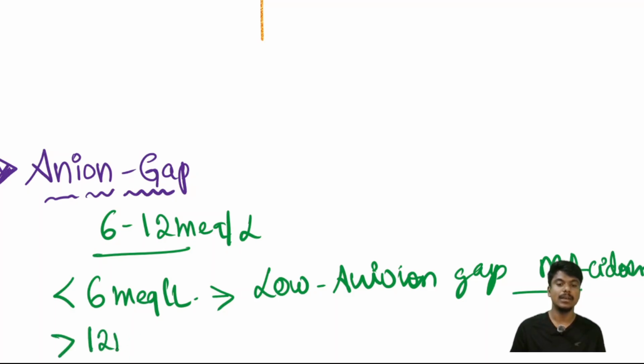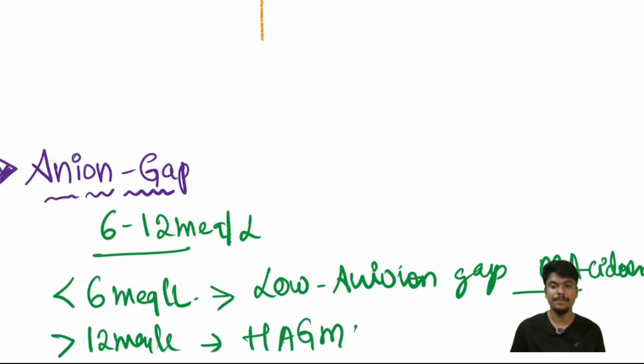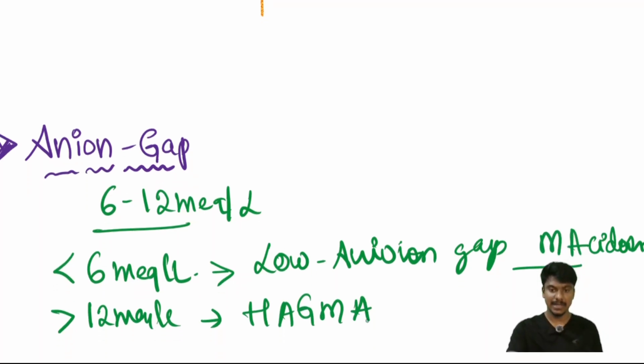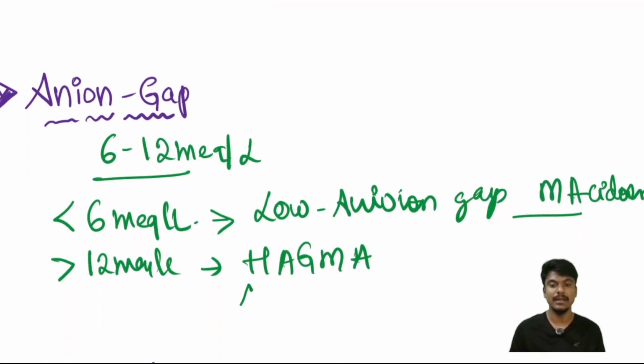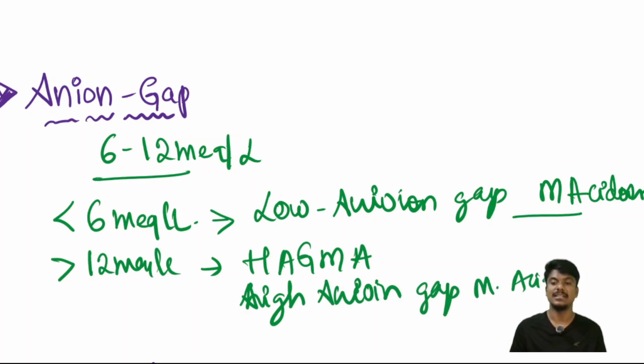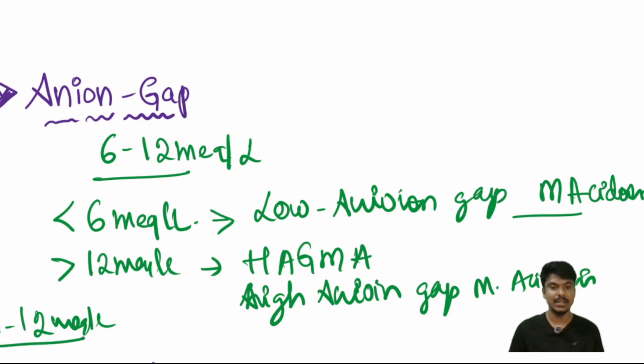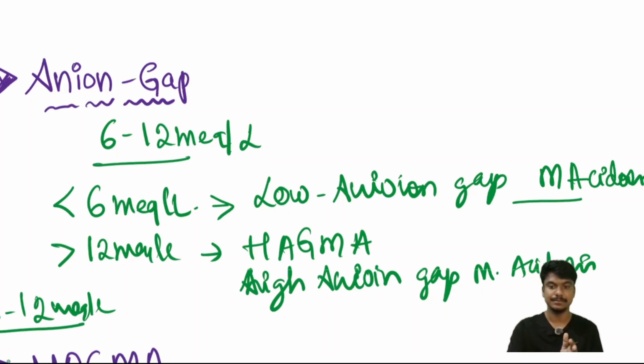If it is more than 12 milliequivalents per liter, we call that HAGMA. What do you mean by HAGMA? HAGMA is nothing but high anion gap metabolic acidosis. And if it is within the normal range of 6 to 12 milliequivalents per liter, and there is altered pH, we call that NAGMA. NAGMA is normal anion gap metabolic acidosis.